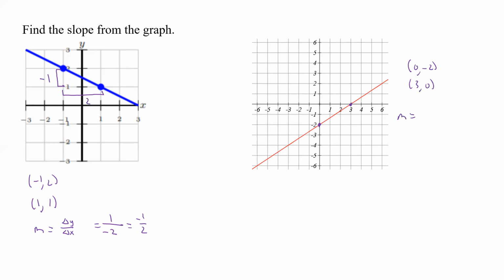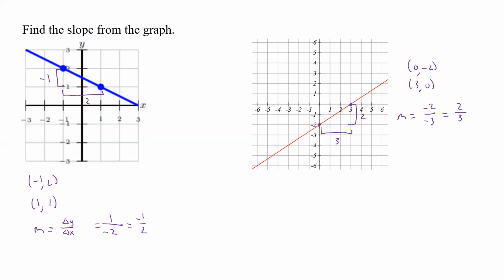So for our slope, the change in y: -2 minus 0 is -2. 0 minus 3 is -3. And so negative divided by negative is positive. So we get 2/3. We do have a positive slope, so that looks good. Now, what is our rise over run? Well, here, that's 2. Here, that's 3. Okay, so that does make sense, whether we do rise over run, or do the points and the math that way. So both ways work.